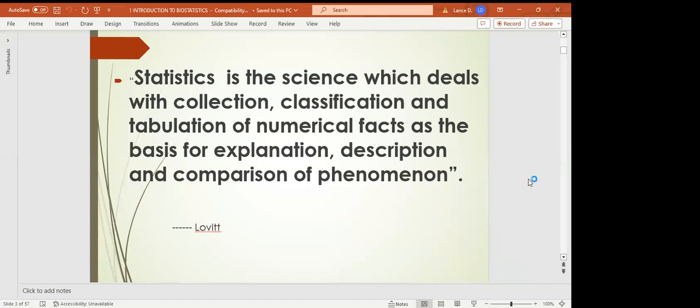Statistics is simply the science which deals with collection, classification, tabulation of numerical facts as a basis for explanation, description, and comparison. What this is saying is that statistics simply has to do with collecting information, classifying information or data, and putting that together in a form or in a way that people are actually able to understand it, right?